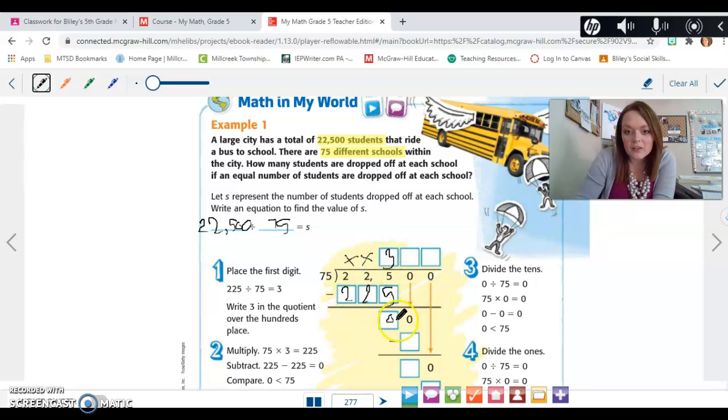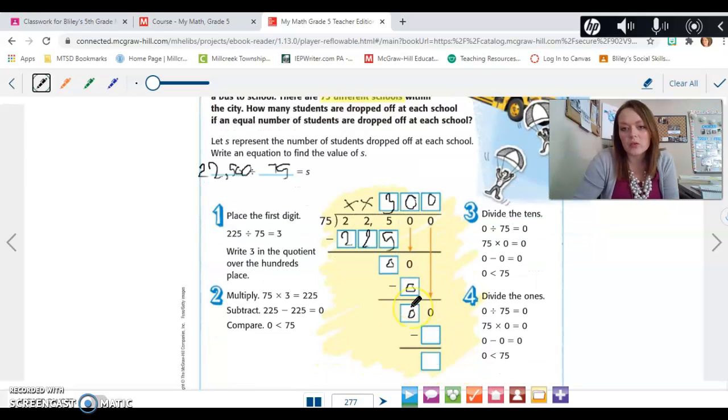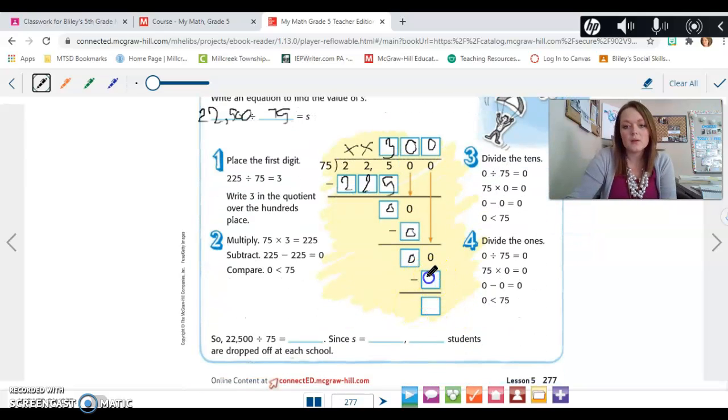So now we're going to bring down our other 0. Can 75 go into 0? Nope. So we're going to put a 0 up top. 0 times 75 gives me 0. 0 minus 0 is 0. Bring down my other 0. Can 75 go into 0? No. 0 times 75 gives me 0. So our answer is 300. 0 minus 0 gives me 0. Lots of zeros. So 22,500 divided by 75 gives me 300.